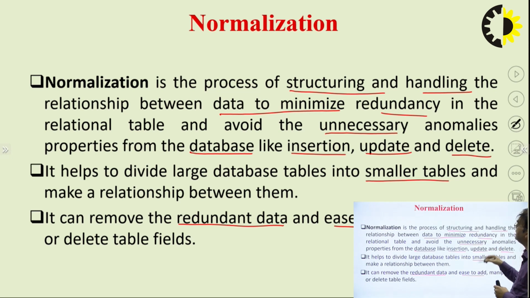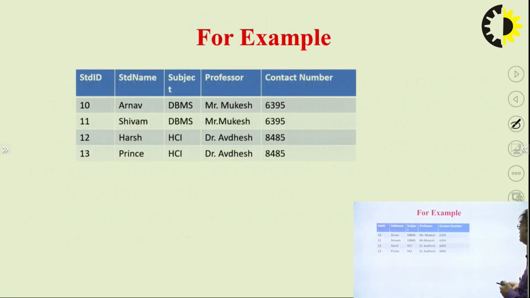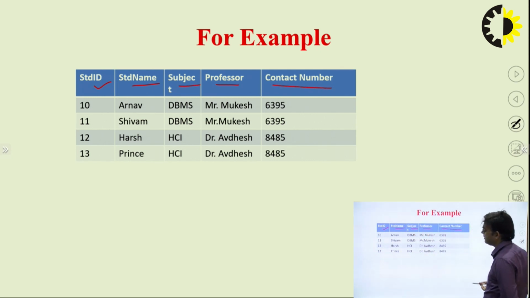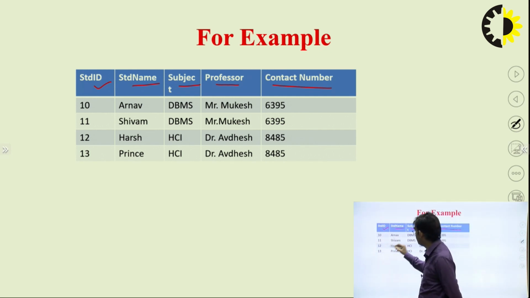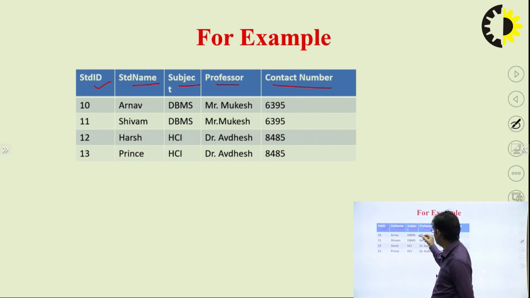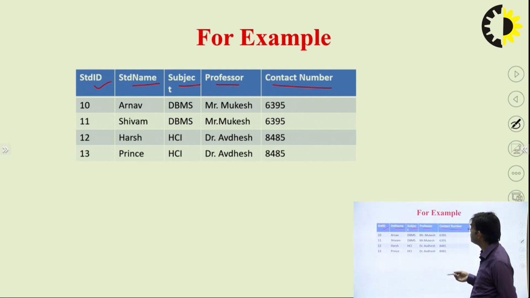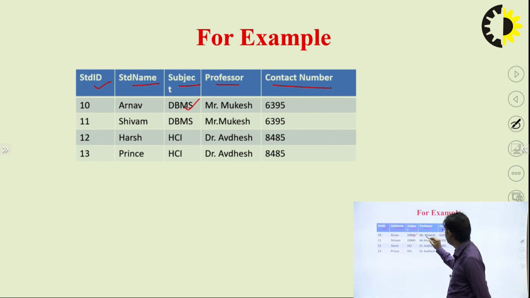What we have discussed in the definition section of normalization, let's take one example. Let's suppose we have a student database. There are some records: student ID, student name, subject, professor, and their contact number. Let's suppose in class there are 60 or 65 students, and we have written here the student ID, the student name, the subject, the name of the professor, and their contact number. Let's suppose someone opted for database, and this is the name of the professor and their contact number.